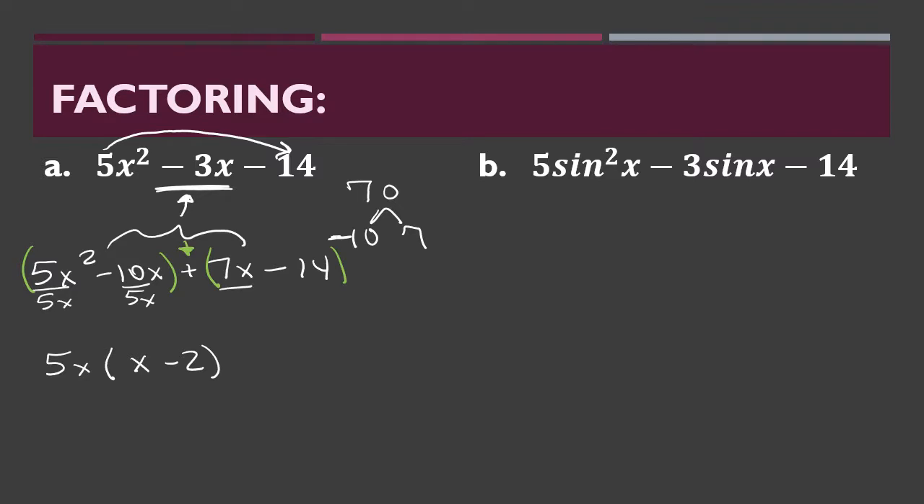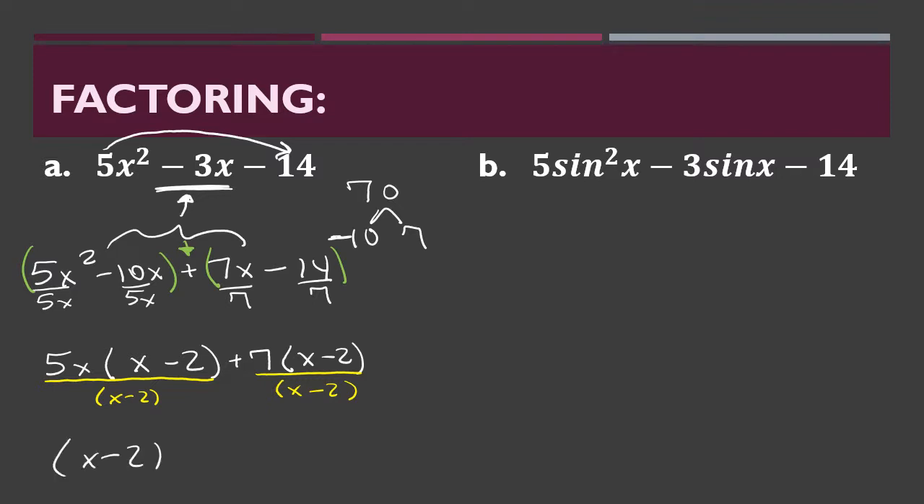I look at what my next two terms have in common, 7x and negative 14. They both have a 7, so that means I'm going to GCF out a 7. When I look at what I have here, I have two terms. I have one term here, I have one term here. They both have an x minus 2 in them, so I can GCF out an x minus 2, and those cancel. And that leaves me with 5x plus 7.